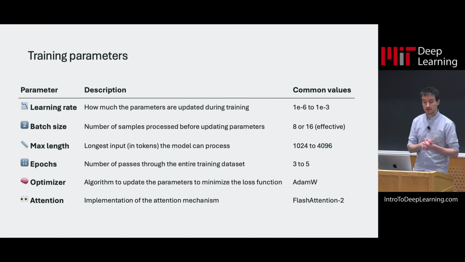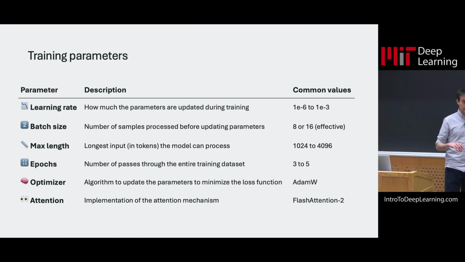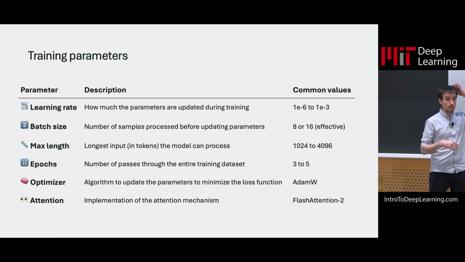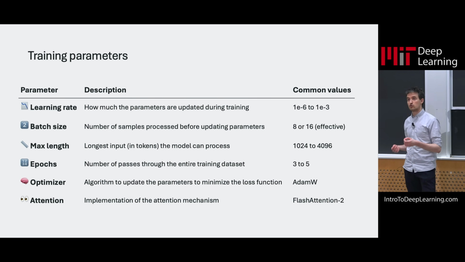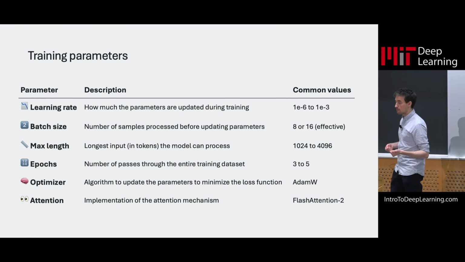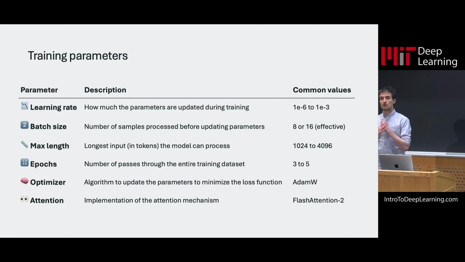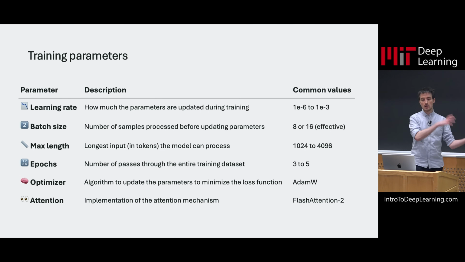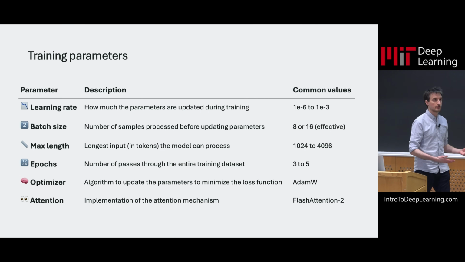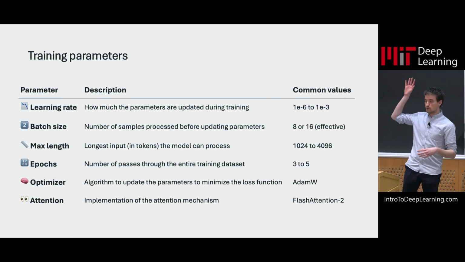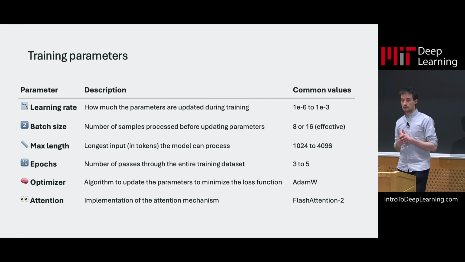And in terms of training parameters, here is a list of the main ones that you might want to tweak during fine-tuning. The first one, and the most important one, is the learning rate. The learning rate corresponds to how much the parameters are updated during training, and I give you some common values to give you an estimate.